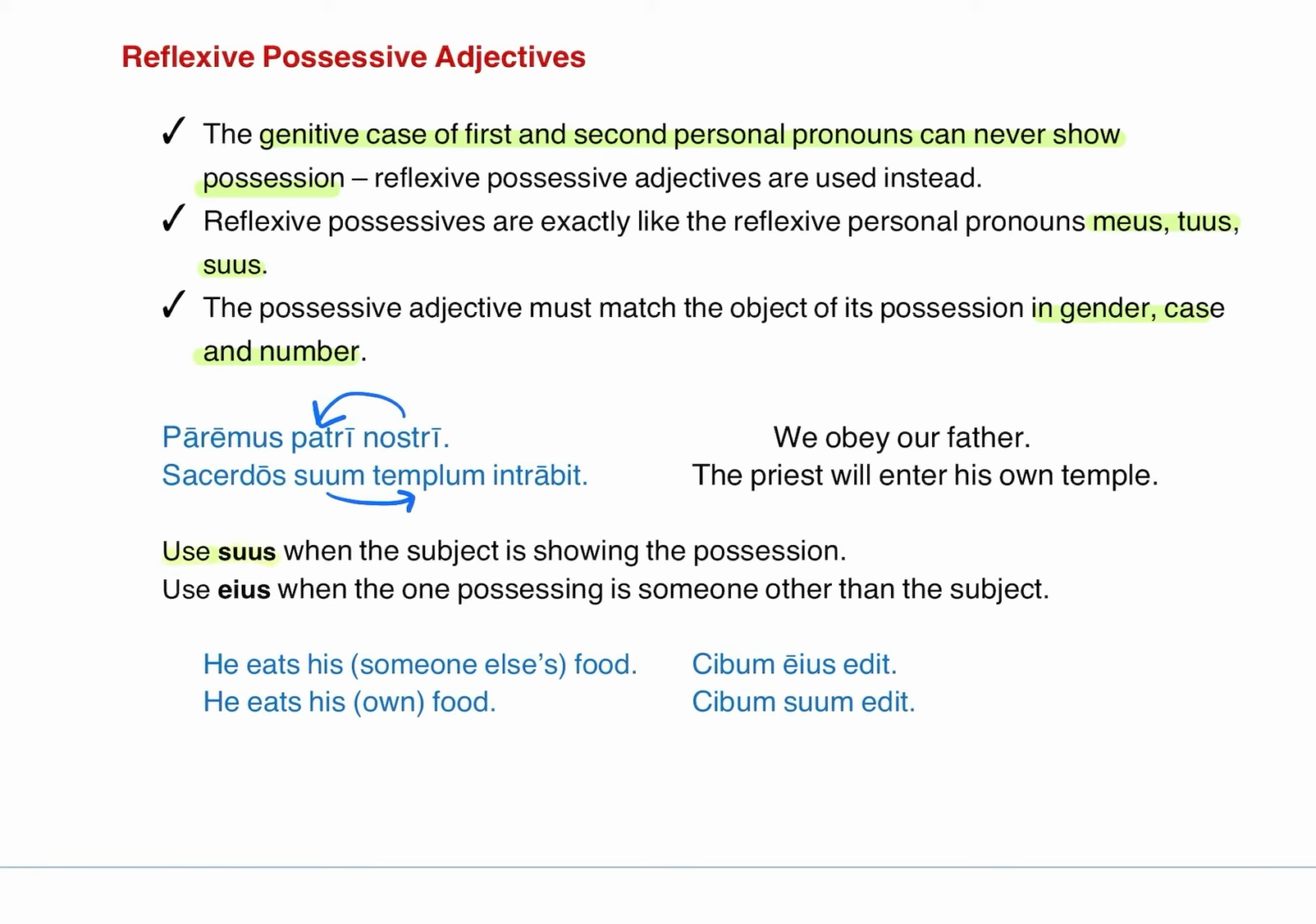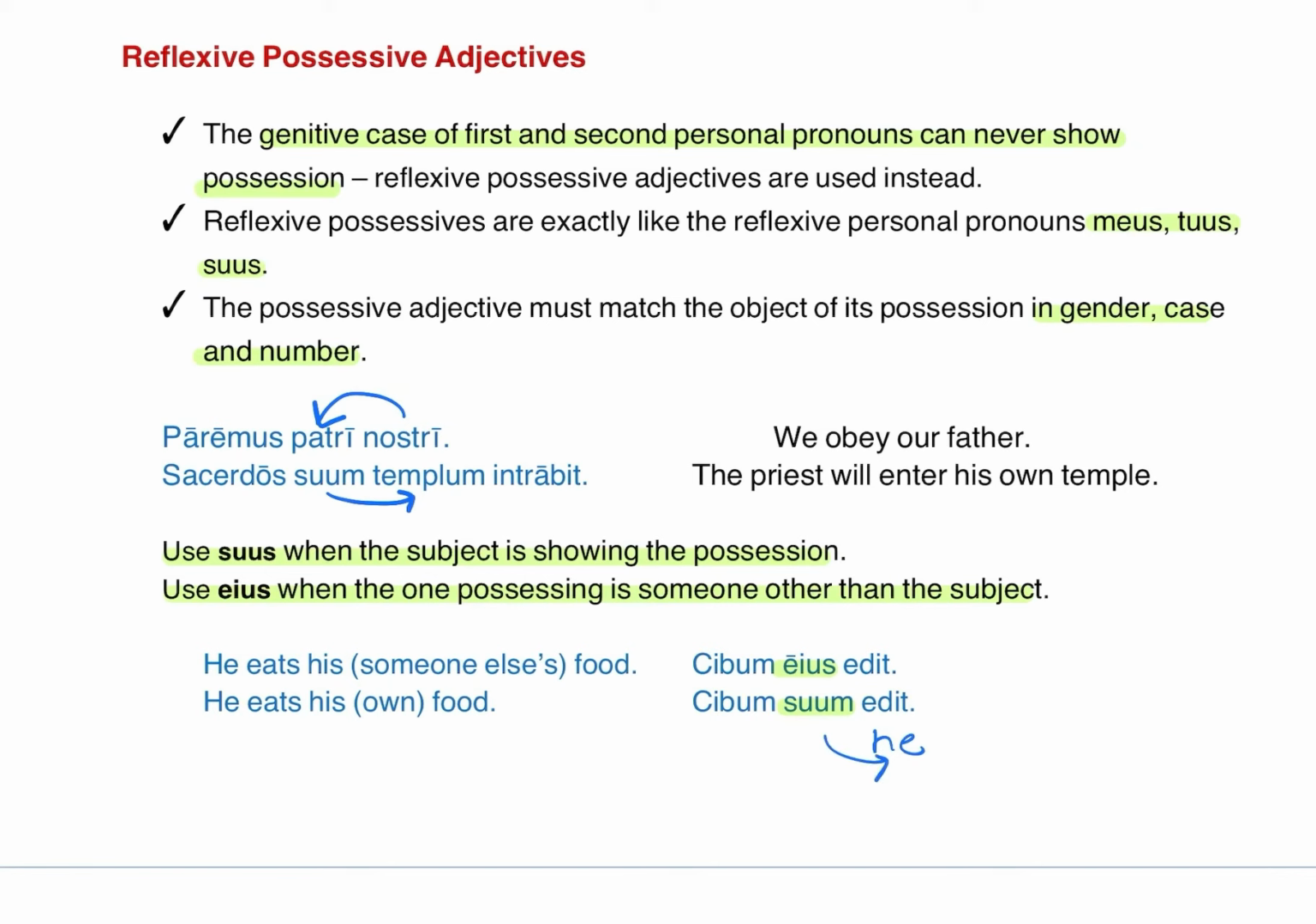And if you remember, use suus when the subject is showing the possession. Use eius when the one possessing is someone other than the subject. So if I said he eats someone else's food, I'm going to use eius because the subject is not possessing the food. The subject is he, but he eats someone else's food. If he eats his own food, then you use suum because it is the subject, which is he, possessing. It's his food, right?